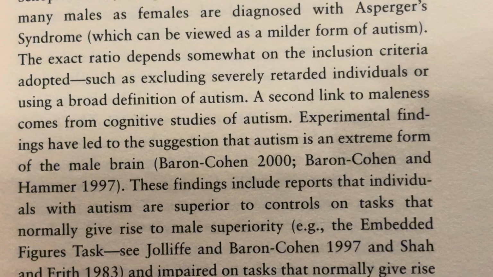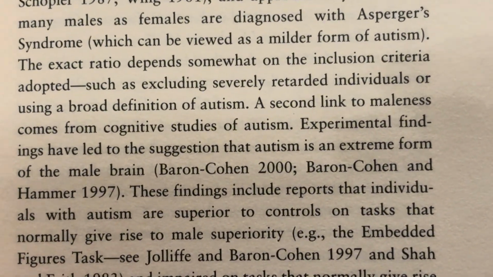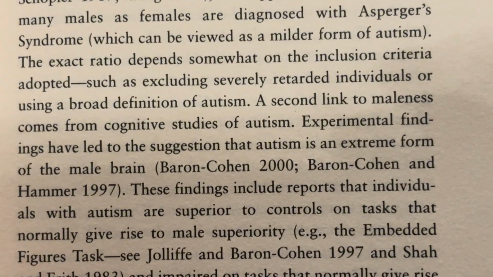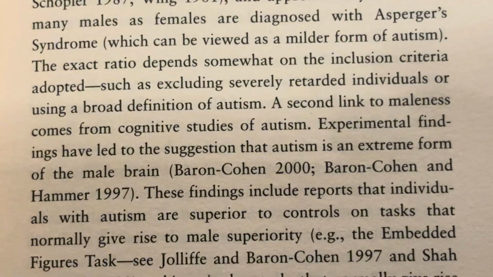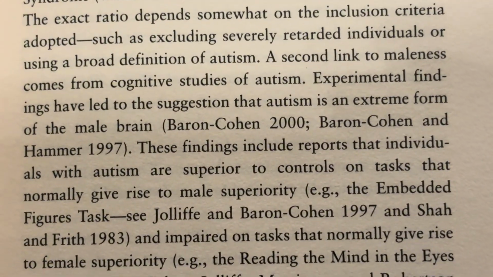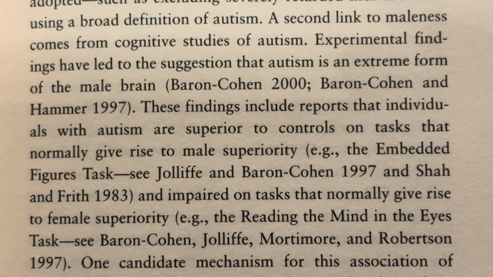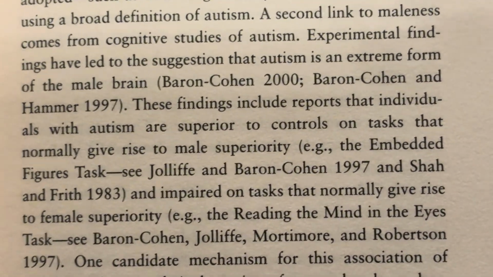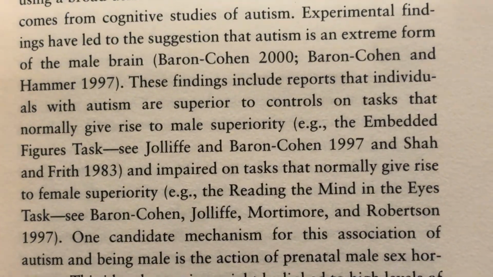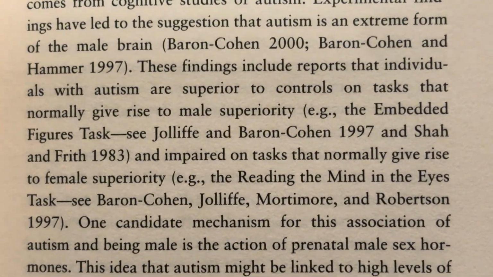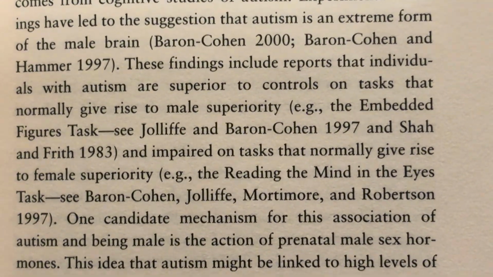A second link to maleness comes from the cognitive studies of autism. Experimental findings have led to the suggestion that autism is an extreme form of the male brain. Have you ever heard of the term hypermasculinization of the brain, referring to autism? These findings include reports that individuals with autism are superior to controls on tasks that normally give rise to male superiority, and impaired on tasks that normally give rise to female superiority.